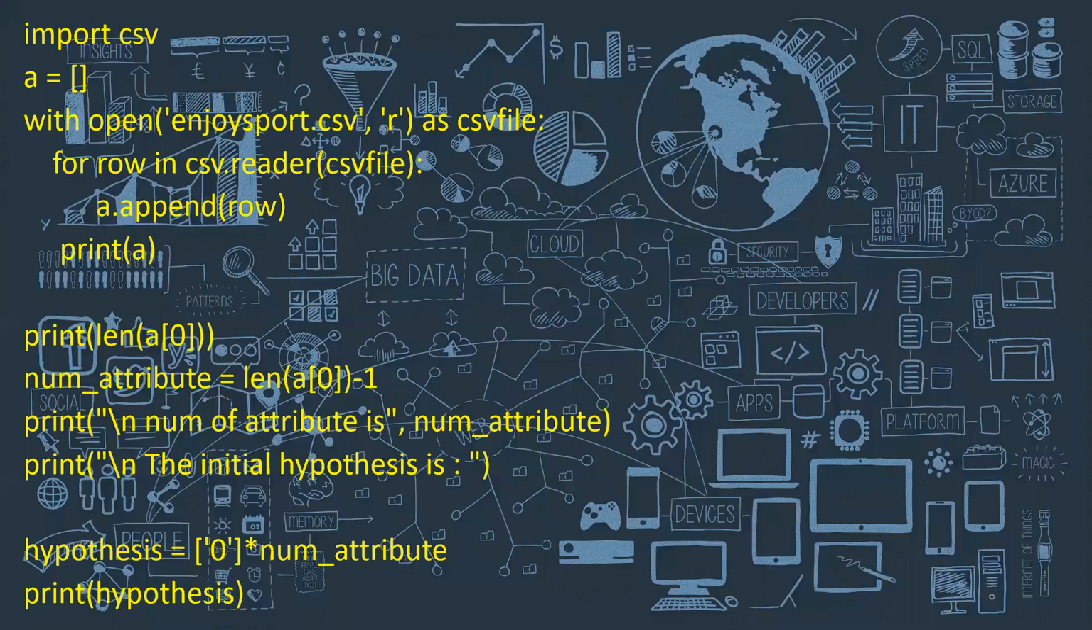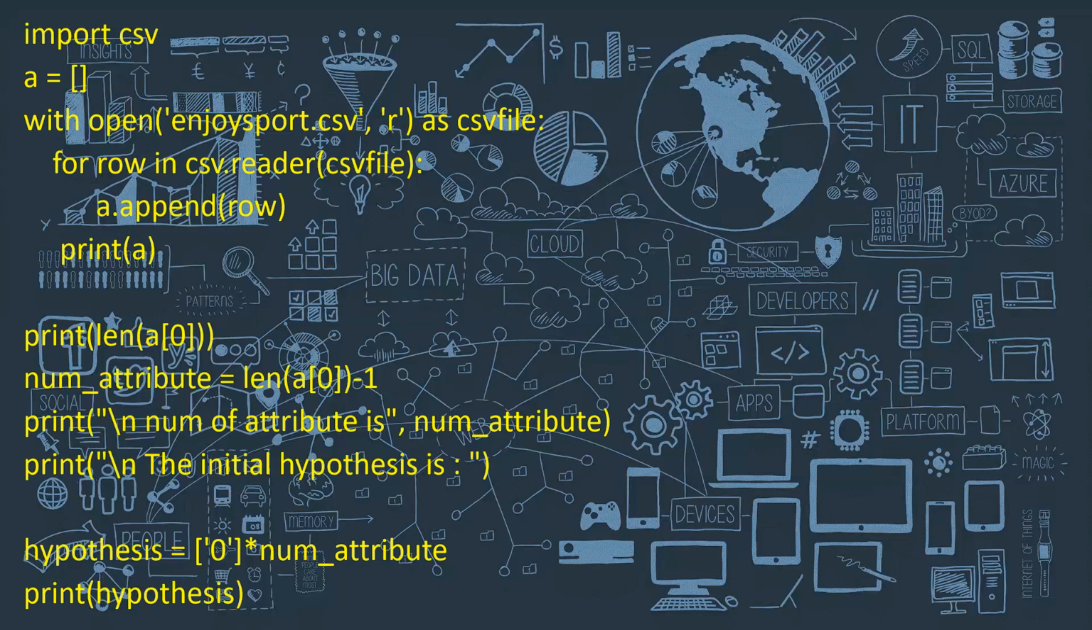So let's see a program, or code, for the Find-S algorithm. First, we import csv, a module which imports the data from a file. We create an array a, and with open enjoysport.csv as a CSV file, we open the file in read mode. For row in csv.reader, we append the rows to a and print those.